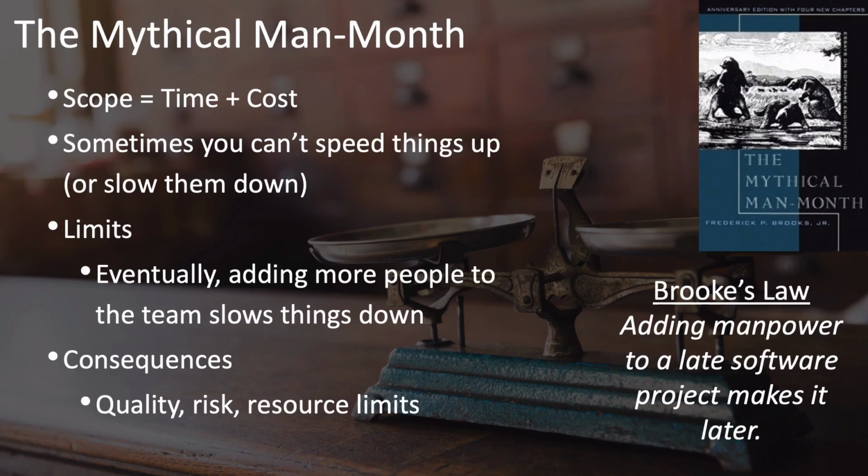If you try to push against some of these natural limits, there will be consequences, usually in quality or risk that you're taking. For example, suppose you want to finish a software development project earlier, and so you ask the team members to put in some overtime. So rather than putting in 40 hours a week, you ask them to put in 50.